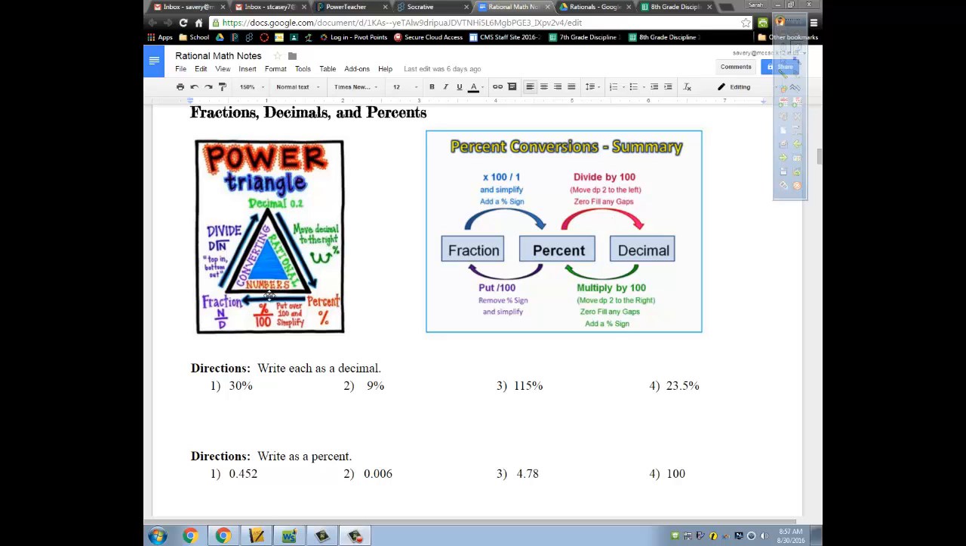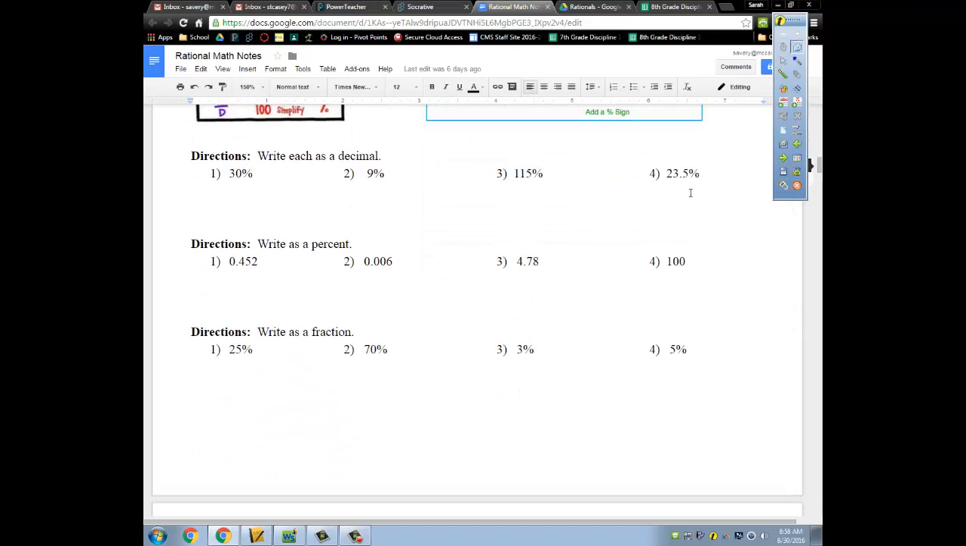And then, you can start wherever you want and go to wherever you want. The picture on the right does the same thing. Say you want to turn a fraction into a percent, it says multiply by 100 and simplify, and then add a percent sign. So it tells you what to do. But I'm also going to write instructions for each section.